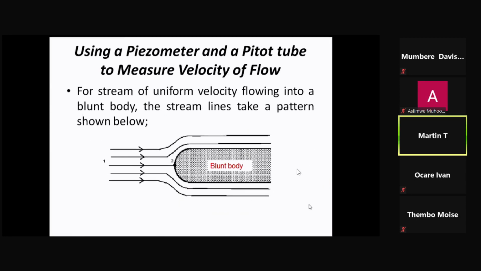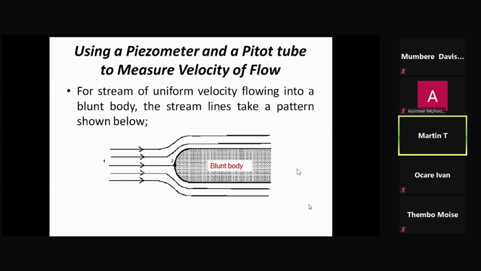Now the principle behind the operation of a pitot tube is that, of course, when we're looking at streamlines, we said that when there's a fluid flowing, we always have streamlines of flow parallel to the boundary of the solid body. Not so. We have streamlines parallel to the boundary of the solid body.